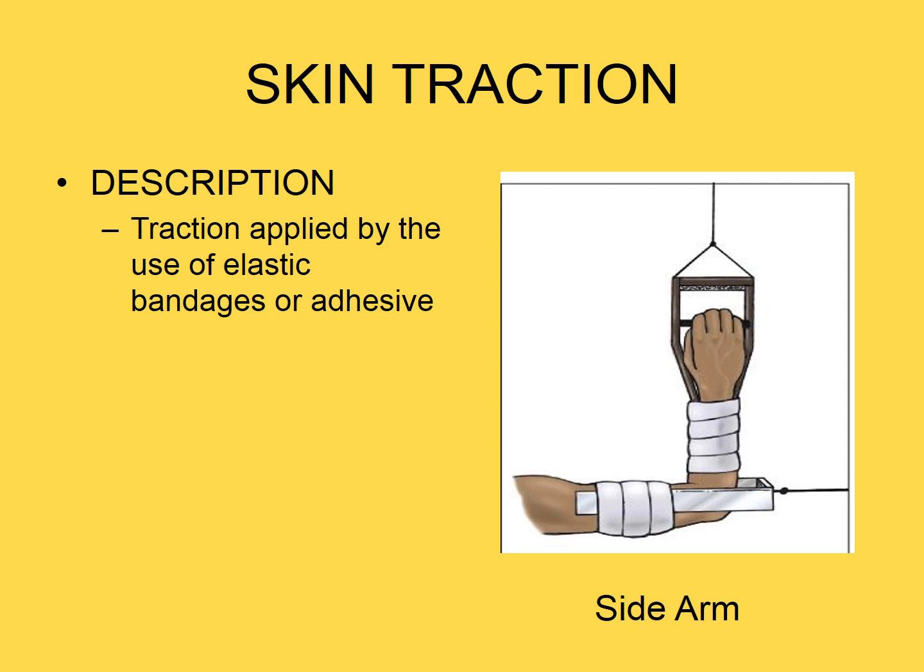Skin traction is applied by the use of elastic bandage or adhesives. It's less weight. With skeleton traction, more weight is applied. With skin traction, fewer weights are applied. The different types of skin traction that we may use are cervical, Buck's, Bryant's, pelvic, and Russell's traction. Next slide.